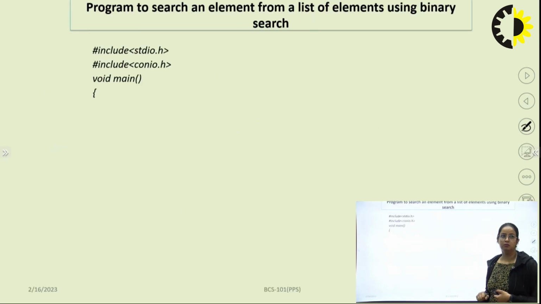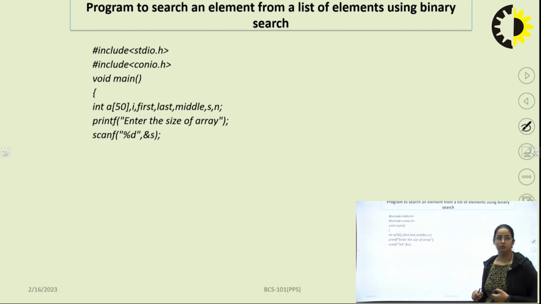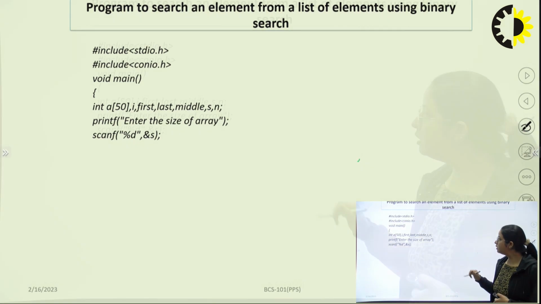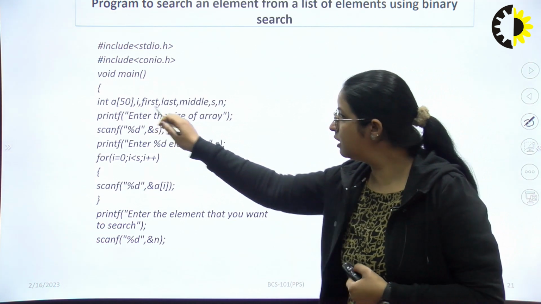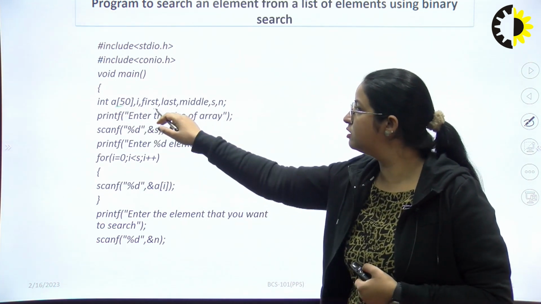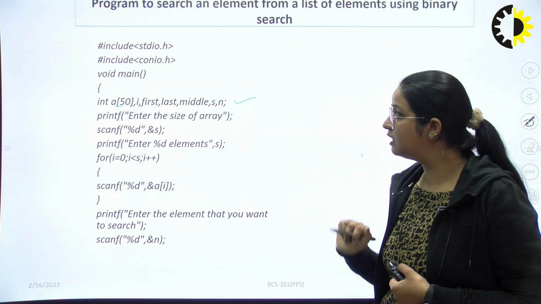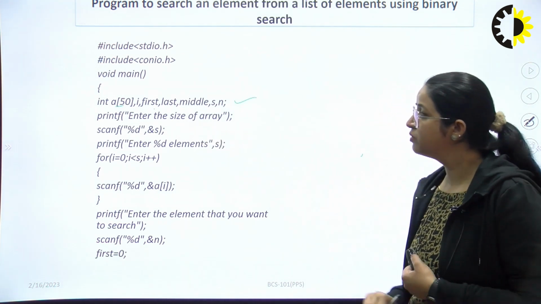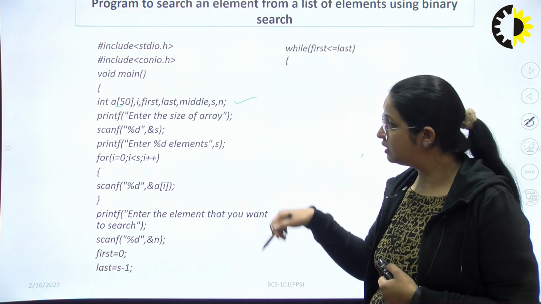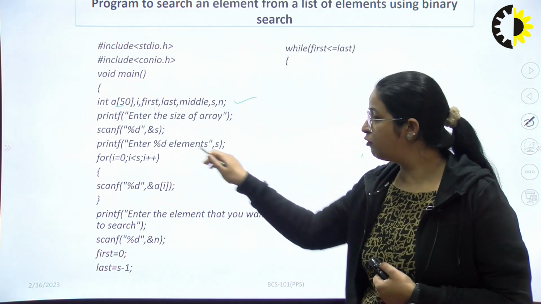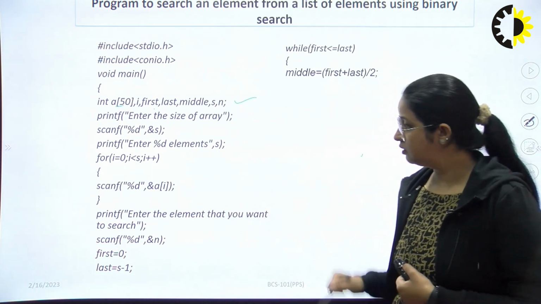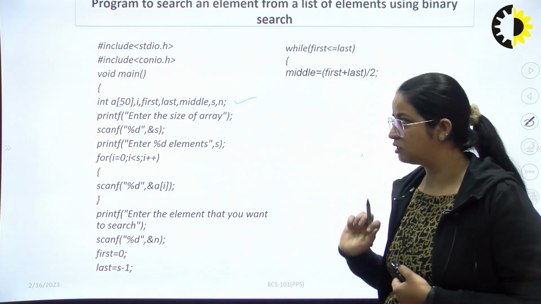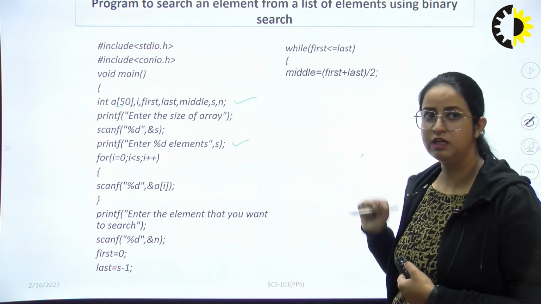Now this is basically one example on binary search. This example is basically our C program. In the first line we are taking an array A[50], then first we are declaring the variables, then we are entering the size of the array. Suppose we are taking some elements here, then with the help of printf we are printing those elements. Here we are taking the size of the array and printing it.